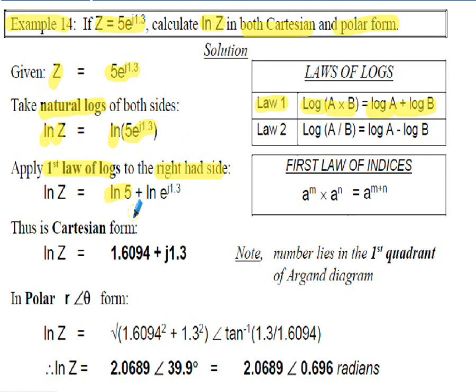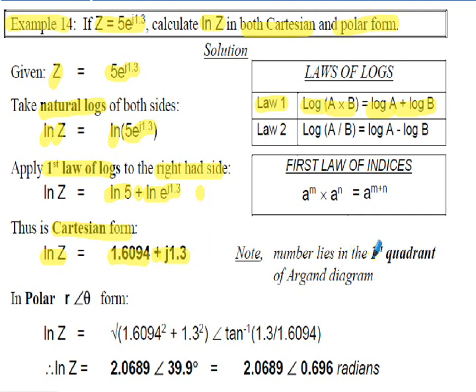So applying the first law of logarithms to the right hand side, we can write that as ln 5, which is a number, it's a button push on a calculator, plus the ln of e to the j 1.3. So we end up with the Cartesian form on left hand side ln z is equal to 1.6094, that's ln 5 typed on your calculator, plus j 1.3. And we get the j 1.3 because the ln and e functions cancel each other out. Don't forget ln and e are inverse functions. So we end up simply with the j 1.3.